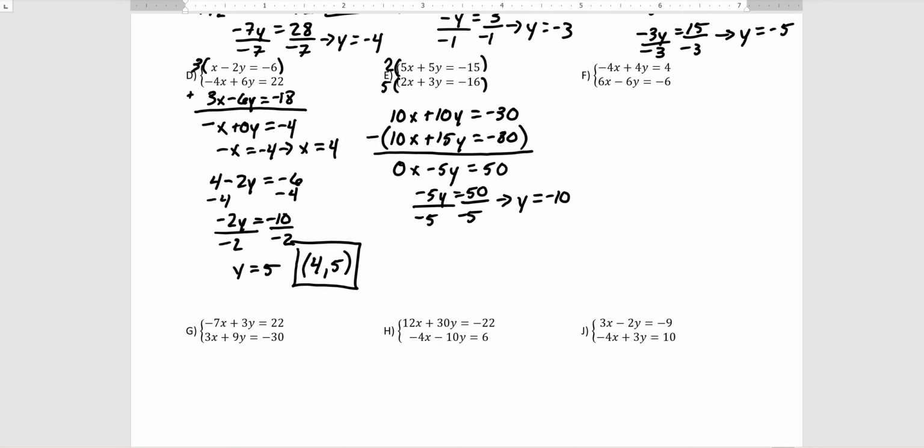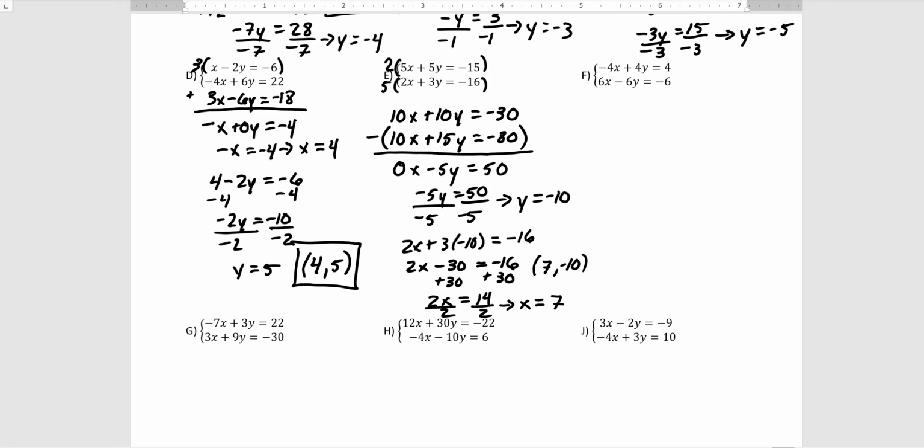Now with that, I can plug this into either of the original equations. I'm going to pick the bottom one, smaller numbers. So 2x plus 3 times negative 10 equals negative 16. 3 times negative 10 is negative 30 equals negative 16. I'm going to add 30 to both sides. Negative 16 plus 30 would become 14. Divide by 2. 14 divided by 2 is 7. So my coordinate point would be 7, negative 10. That would be where these two equations intersect if we were to graph them.